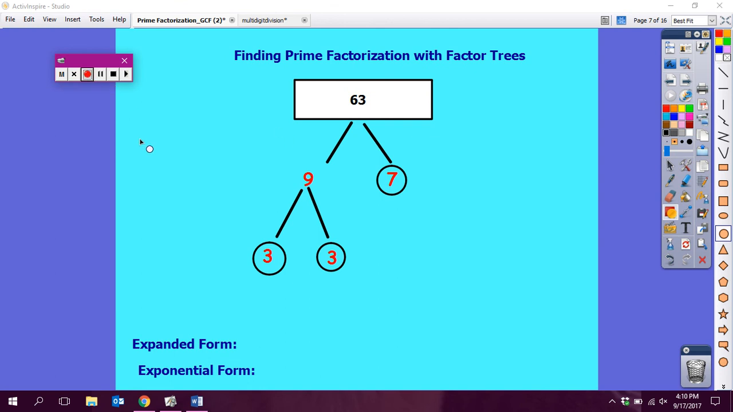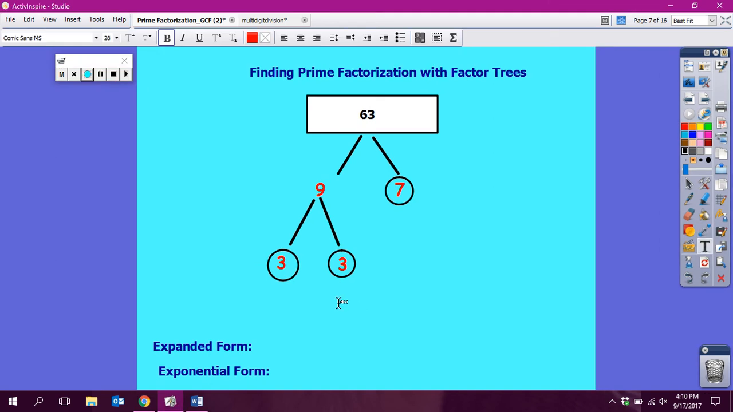Okay, we're back. So you should have gotten a factor tree that looked similar to this. You may have used 3 times 21 to start yours off, and again, you should have gotten the exact same answer. So when I write my expanded form, that's going to be 3 times 3 times 7. And then with my exponential form, I should get 3 to the 2nd power, because again, the big number is your base. It's telling you what's repeated, and then the exponent tells you how many times. So I should have 3 to the 2nd power times 7, okay?